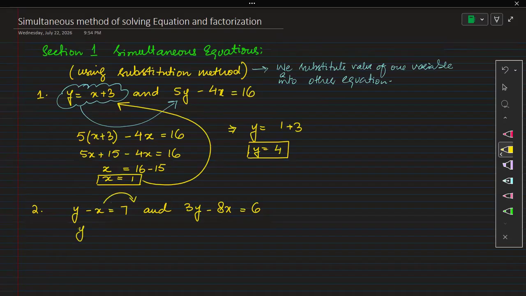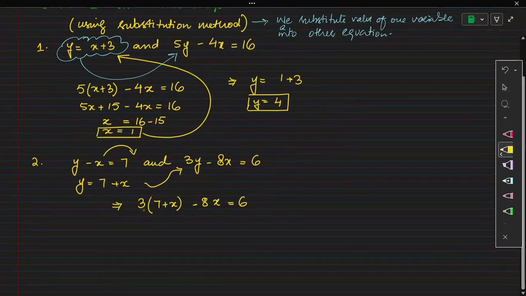Now I have to shift this x to the other side. I will get 7 plus x, and I will substitute this value in the given equation. Therefore, I will have 3 times 7 plus x minus 8 times x equals 6. So 3 times 7 is 21, 3 times x is 3x, minus 8x equals 6. So we'll have 3x minus 8x, which is minus 5x, plus 21 equals 6.